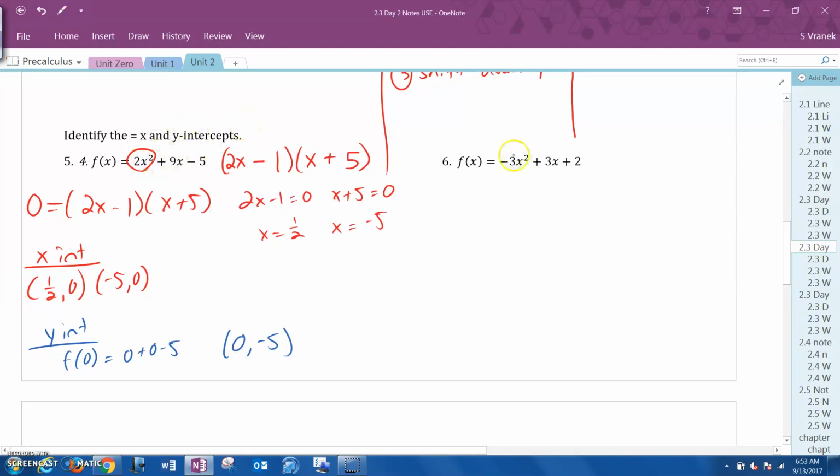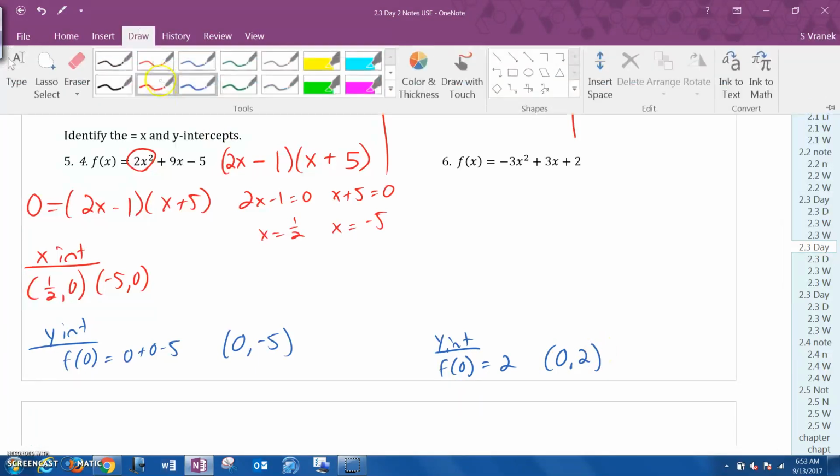You're good. We can actually do the y-intercept really quickly. When it's in standard form, the y-intercept is always the c value because the zeros will cancel out the x. So the y-intercept for this one is f of 0 is 2, so we get the point (0, 2).